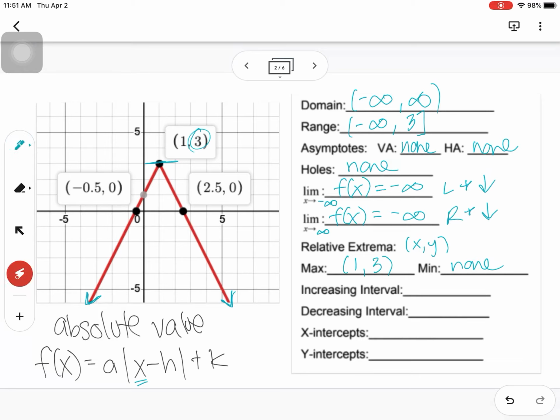For increasing and decreasing, on the left-hand side of my graph over here, it is going up, it is increasing. On the right-hand side, it is going down, it is decreasing. It changes what it's doing at 1. Again, you always tell me your x value. So to the left of 1, it is increasing. To the right of 1, it is decreasing. So my increasing value is from negative infinity all the way to 1. And that needs to be a parenthesis because at 1, it is turning around. And it is decreasing from 1 all the way to infinity.